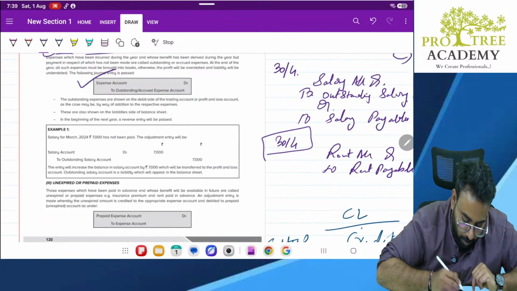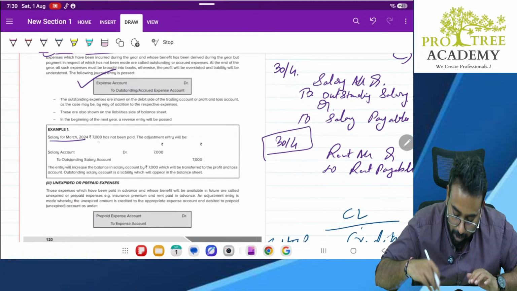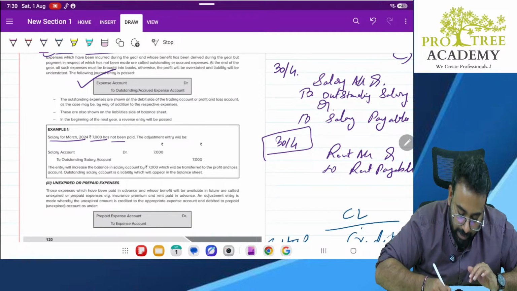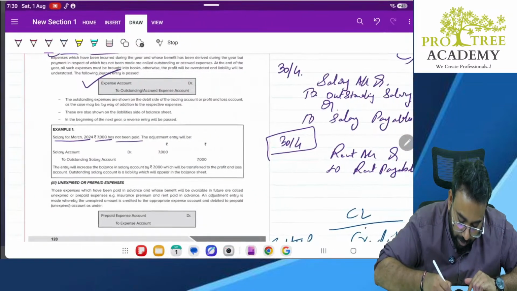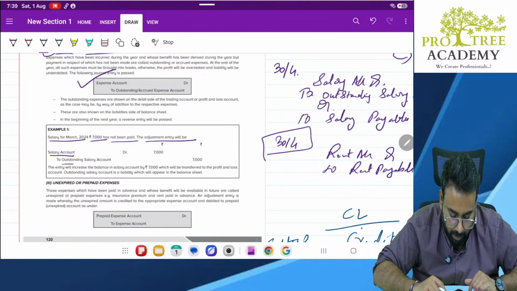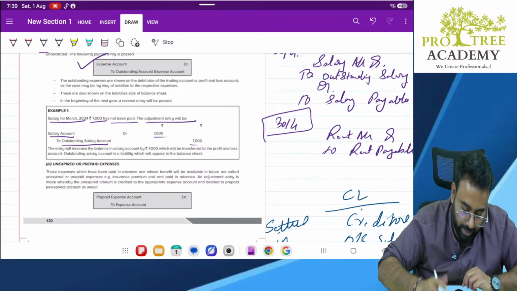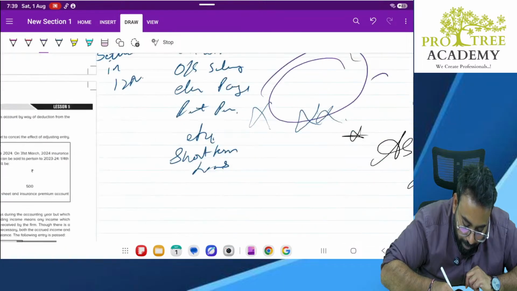This is the entry. I hope everybody has understood. See here, salary for March 2024, 7,000 has not been paid. The adjustment entry will be salary account debit to outstanding salary account. Am I clear? Any doubts in this? Okay, done. Now the next adjustment is for prepaid expenses.